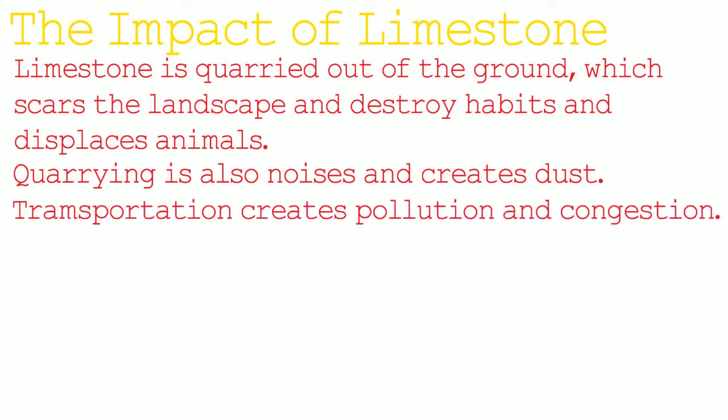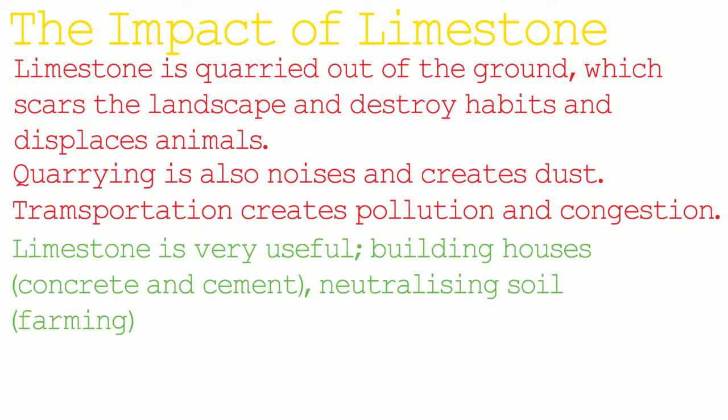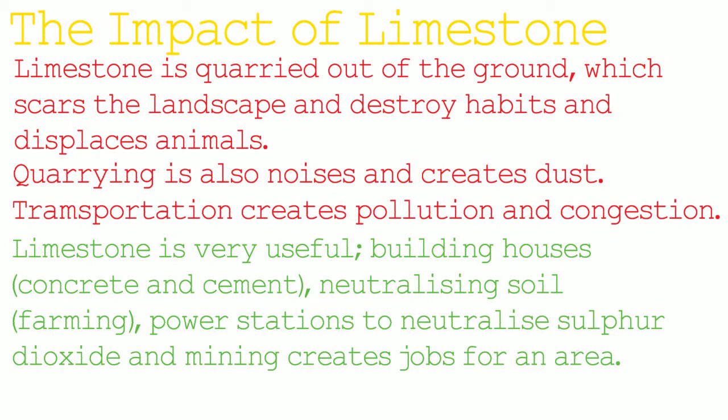Also, the limestone is transported to where it is required, and this is usually done by lorries, which leads to pollution and congestion. However, limestone is very useful. Limestone is used to create cement and concrete, which allows us to produce roads and houses. Limestone is also used to neutralize soils, which allows crops to be grown and yields to increase. Limestone is also used in power stations to neutralize sulfur dioxide, which reduces the amount of acid rain.